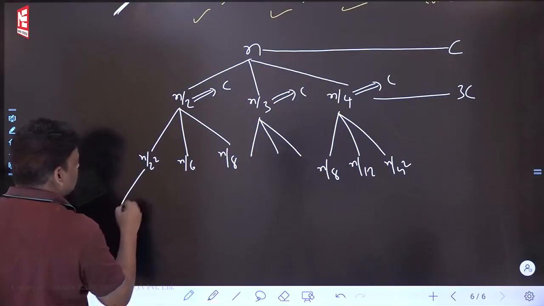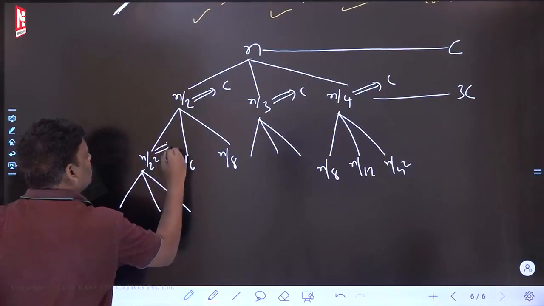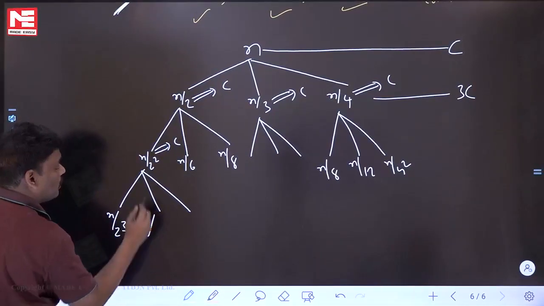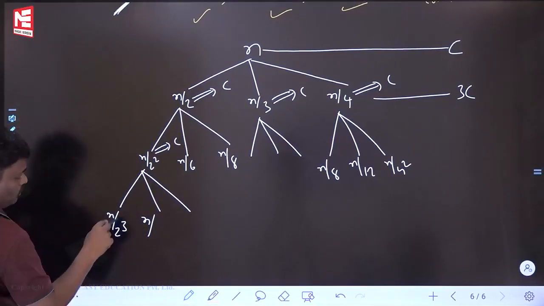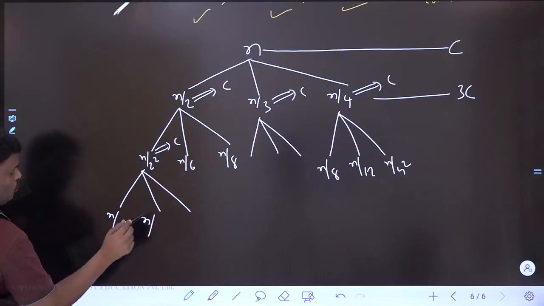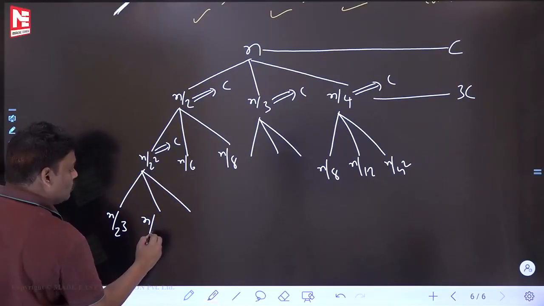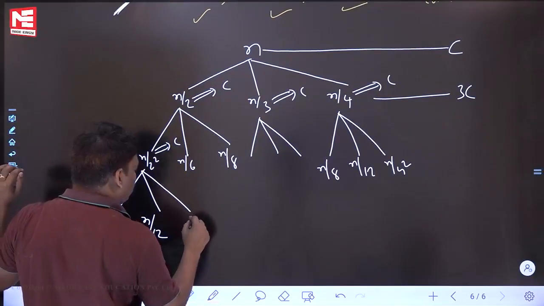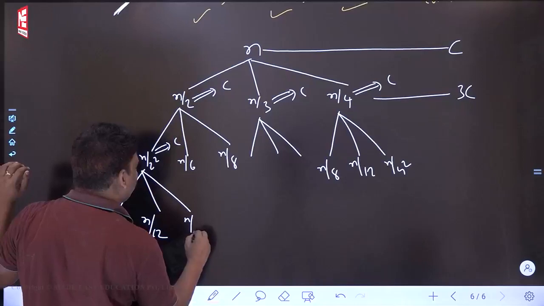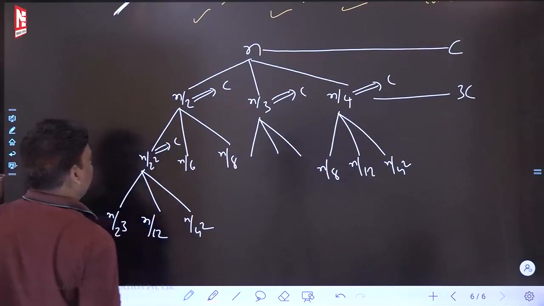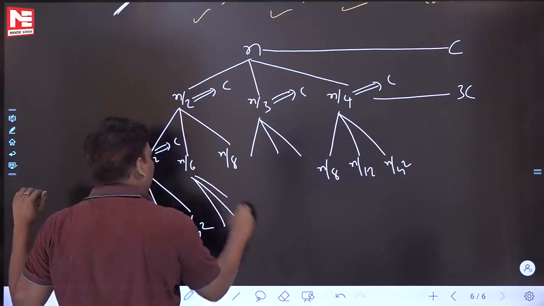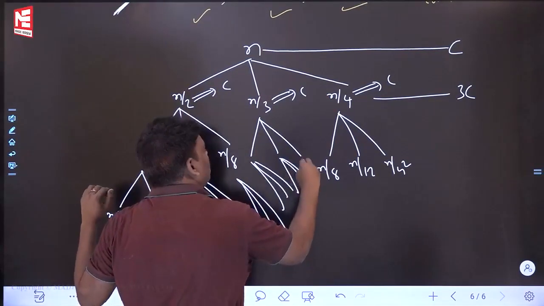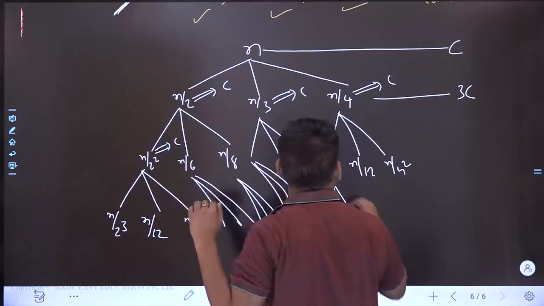Once again, this one also: divide into 3 parts, it will take c time. Then what is the answer? It is going to be n by 2 cube, n by 4 into 2, and 2 cube. Then 4 into 3 is 12. For this one, n by 4 into 1 by 4 means n by 4 square, 16. Same thing here also, you know very well. Same as the previous, here also 3, here also 3.